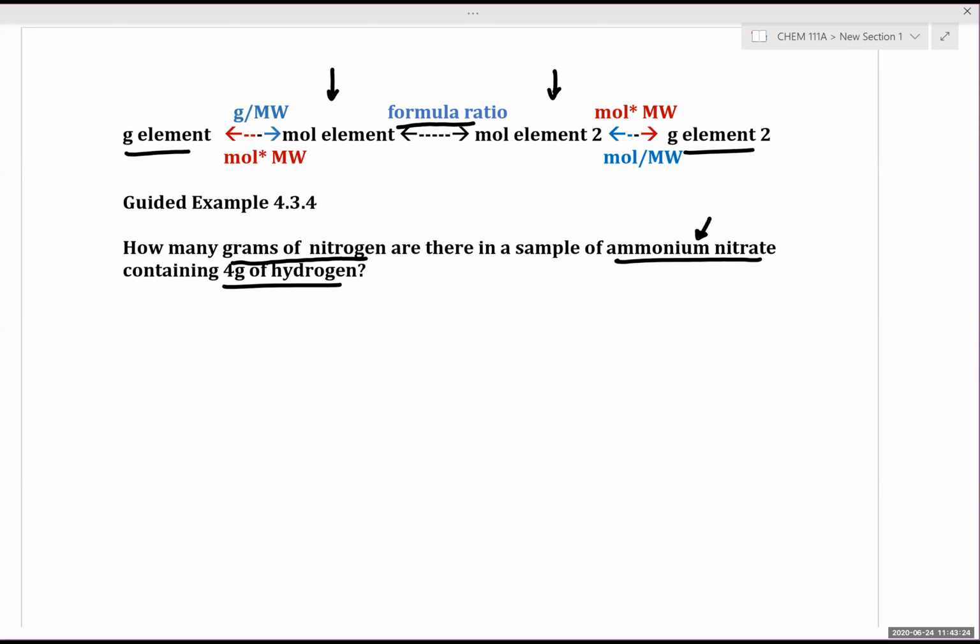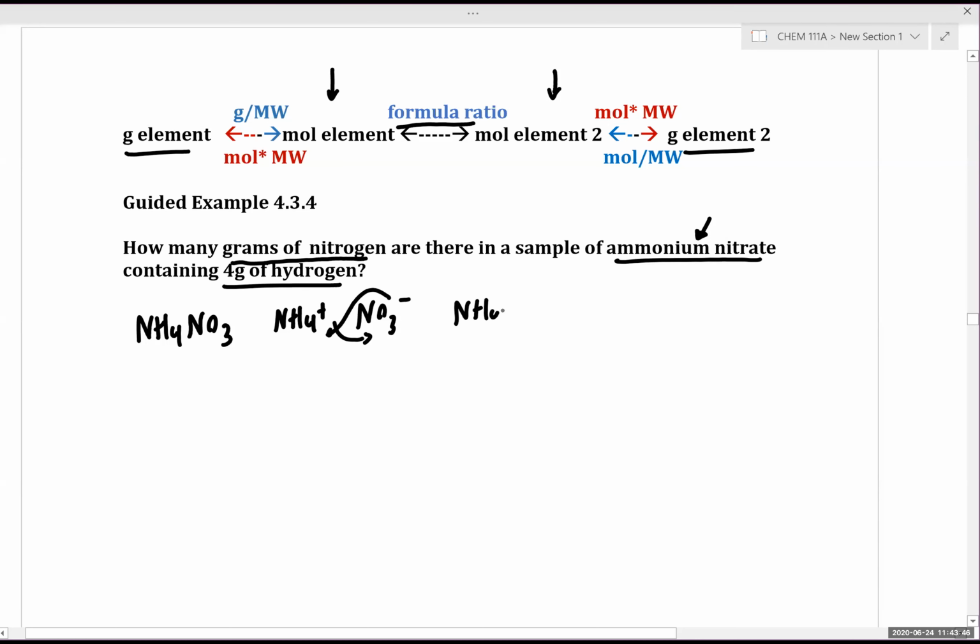I think the formula is NH4 NO3. Yep, exactly right. So to show the logic, we have ammonium, which is NH4 plus, nitrate, which is NO3 minus. We cross our charges and we get NH4NO3.